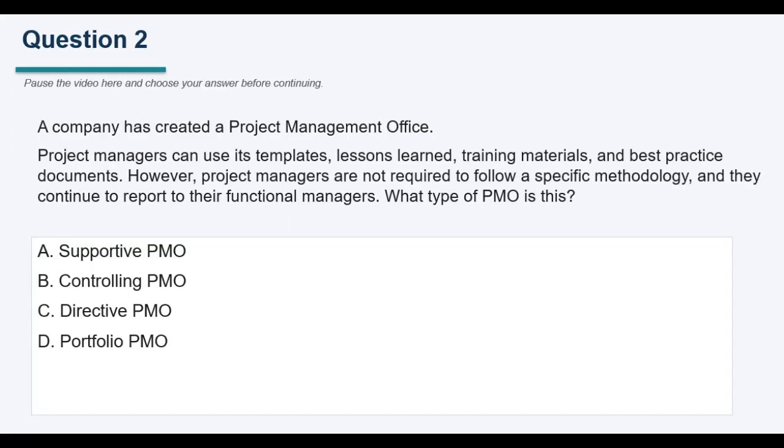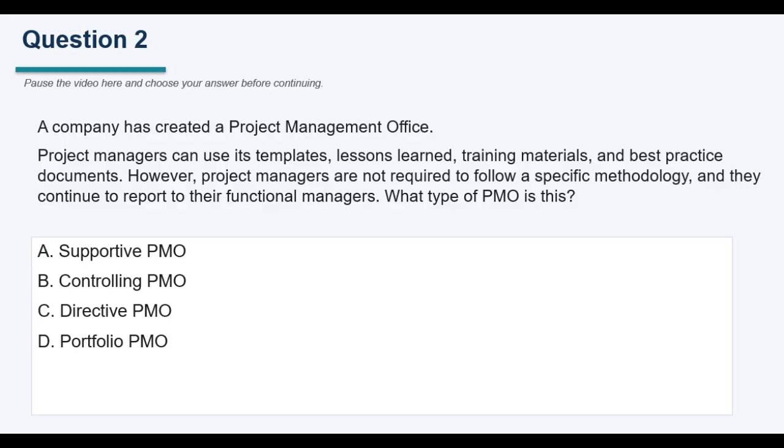Question 2. A company has created a project management office. Project managers can use its templates, lessons learned, training materials, and best practice documents. However, project managers are not required to follow a specific methodology, and they continue to report to their functional managers. What type of PMO is this? Option A, supportive PMO. Option B, controlling PMO. Option C, directive PMO. Option D, portfolio PMO. Again, you can pause the video here and choose your answer before we continue.